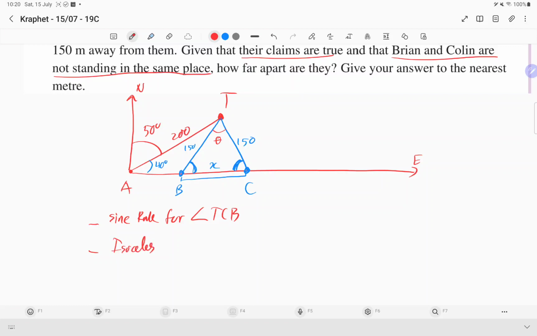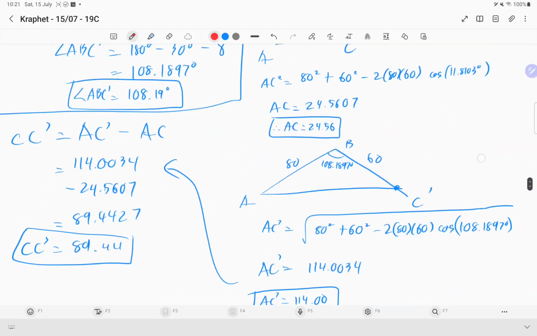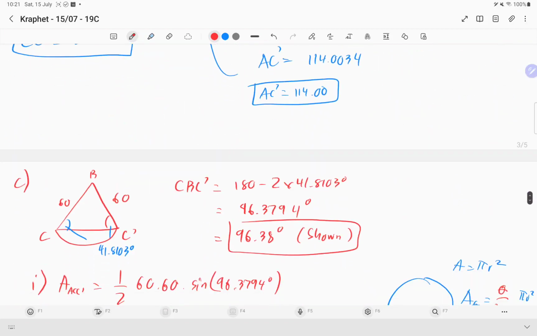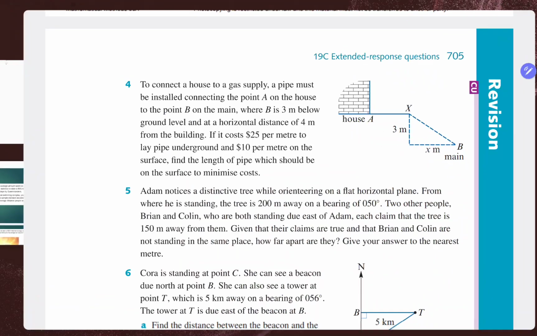Isosceles looks familiar. This is the same as the previous question, right? Isosceles triangle for the angle theta, and then cosine rule for BC. That's it. I'm not going through it because it's the same calculation as up here. Remember this one? Same thing. Actually easier because you don't need to calculate the area.